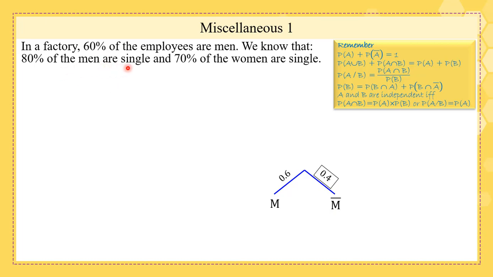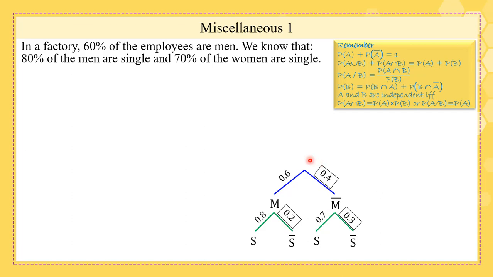80% of the men are single, not 80% of the employees, 80% of the men are single. So these are the men, 80% are single. Consequently, I can state that 20% are not single. They could be married, widowed, and so on. And 70% of the women are single. So 0.7 of the women are single, consequently 0.3 are not single.